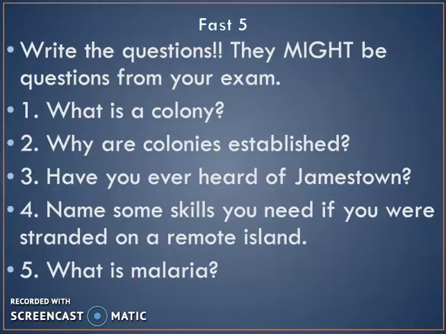Now, the first question it's going to ask is, what is a colony? Usually I go around the room and ask what a colony is. Then it says, why are the colonies established? Have you ever heard of Jamestown? Name some skills you would need if you were stranded on a remote island. And then, what is malaria? With this being the first Fast Five, it's called the Fast Five for 5 questions. You're not supposed to know really any of these questions, and this is really what we're going to be hitting on today. So let's go ahead and get rolling.